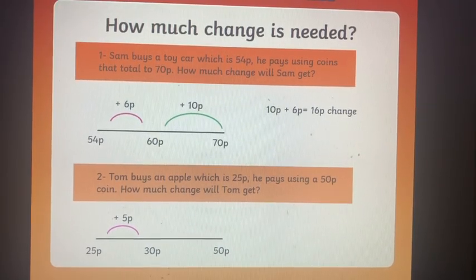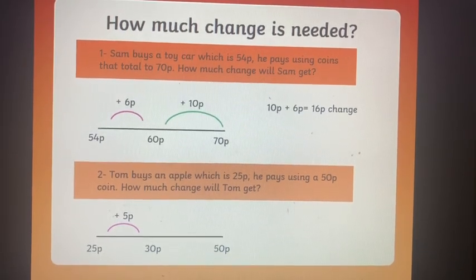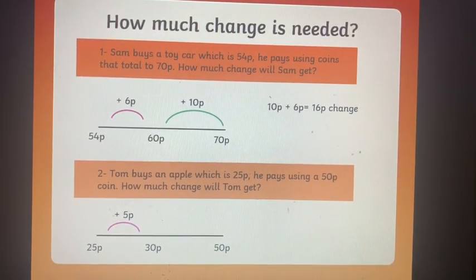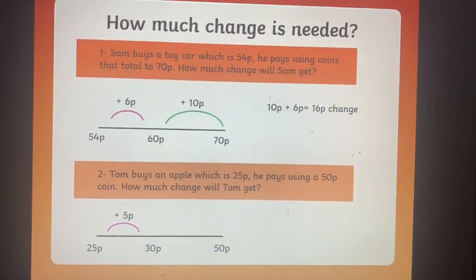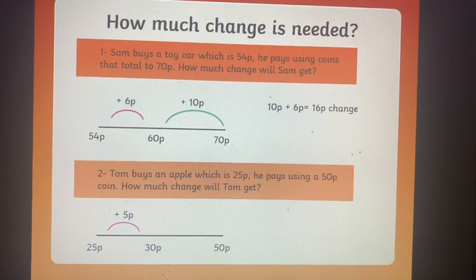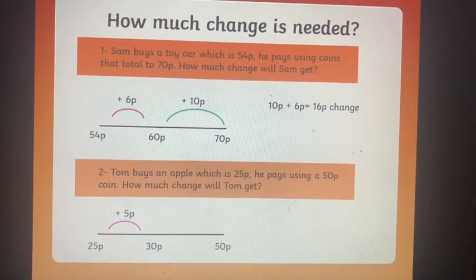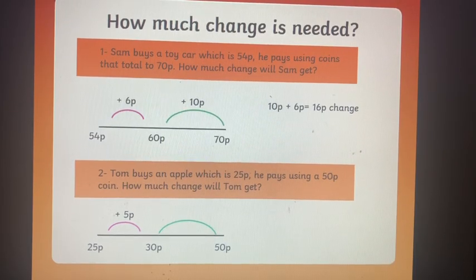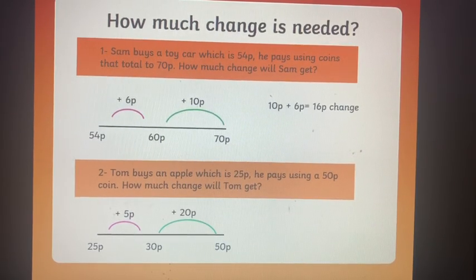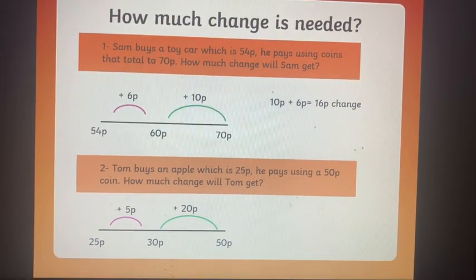The next step is to work out how much it will take to get from 30p to 50p, because 50p is the amount that Tom paid when he bought the apple. So working out how much change he's getting. So I'm already at 30p and I need to get from 30p to 50p. So I'm going to do another jump on my number line, and this time from 30p to 50p, it's going to take 20p. So if you can do that on your number line as well, please.